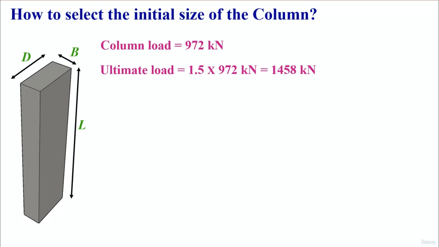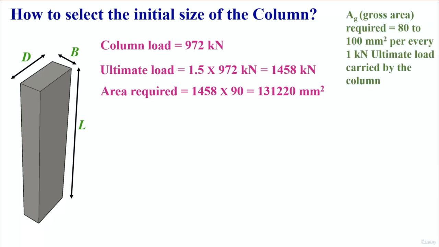From this we need to find out the area. Here the ultimate load is multiplied with 90. How do we get this 90? As I told you before, gross area required is equal to 80 to 100 millimeter square for every 1 kilonewton of ultimate load carried by the column. So for each 1 kilonewton of ultimate load we need to consider 80 to 100 mm squared of area. That's why here I took 90 mm squared. So if we multiply that 90 with the ultimate load, we get the area required.